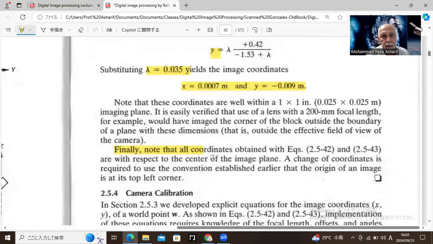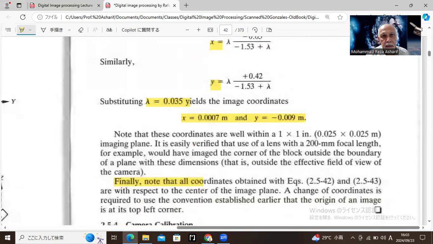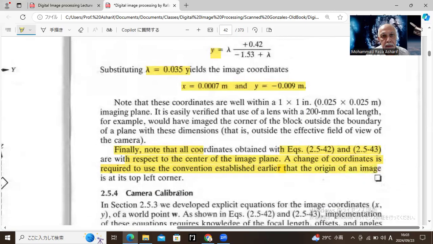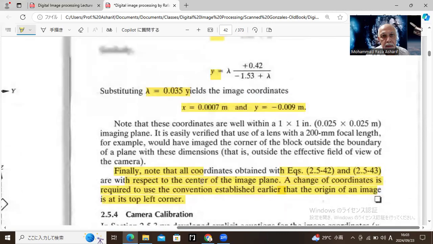Finally, note that the coordinates from equations 45, 43 are with respect to the center of the image, so a change of the coordinate is required to use the convention established earlier, that the origin of an image is its top left corner. Okay, that doesn't matter. We just wanted to make this camera calibration, no problem.